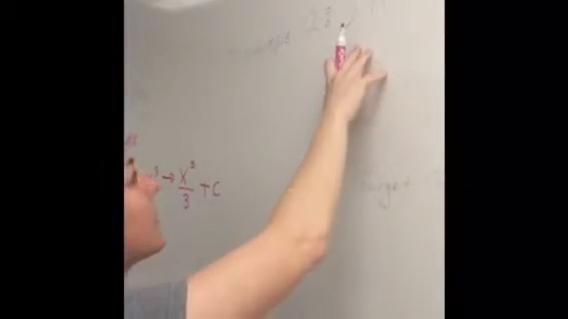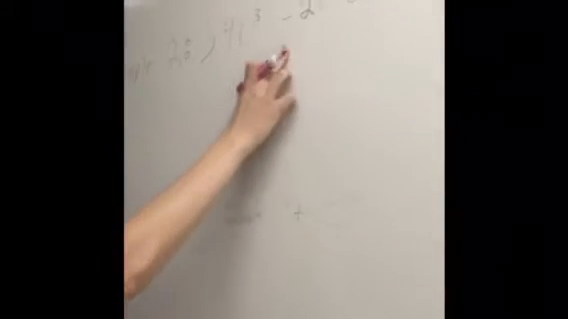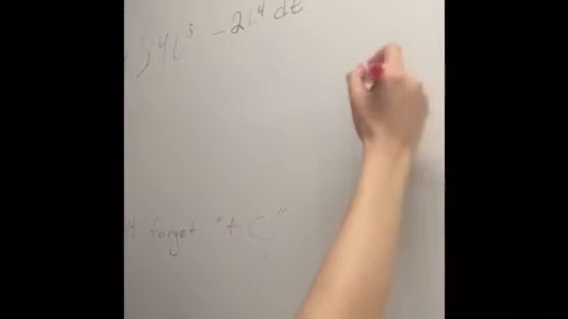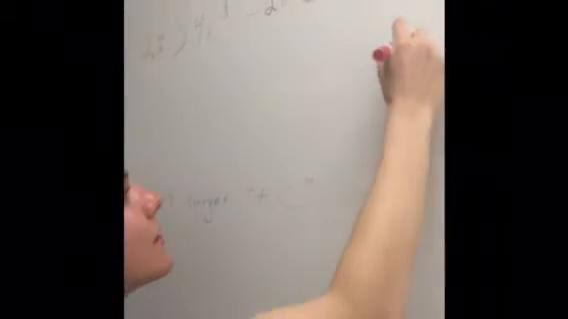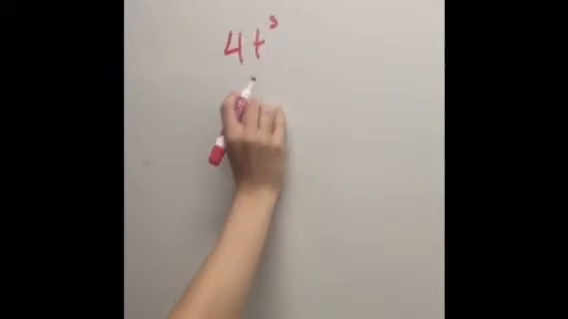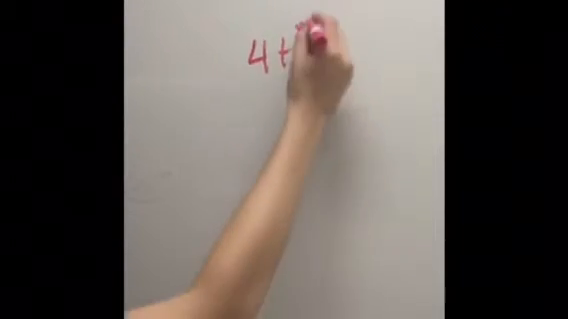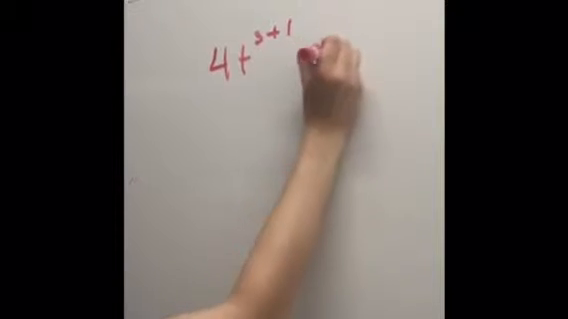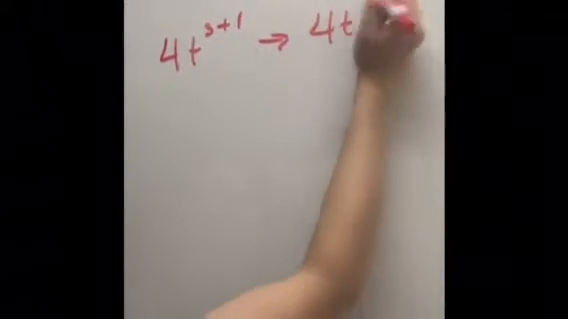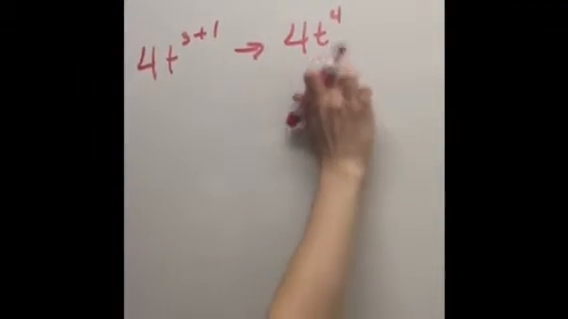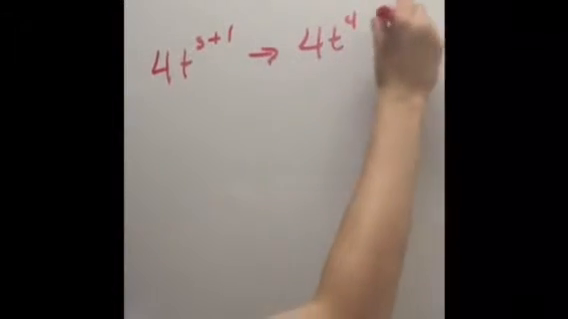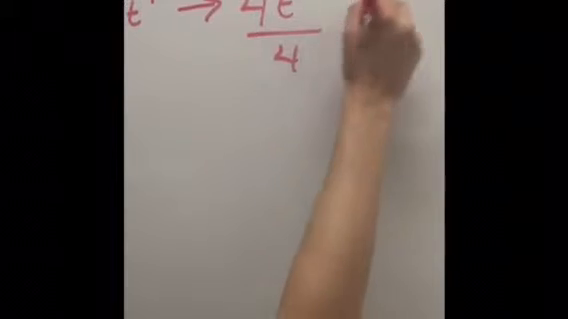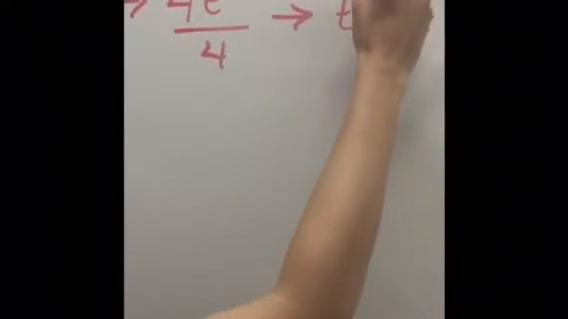Now we're going to take the integral of 4t to the third minus 2t to the fourth dt. So what we can do is 4t to the third. We're going to start with this chunk first. So you add plus 1 to the power, and then that will get you 4t to the fourth, and then you divide it by the new power, 4t to the fourth over 4, and that simplifies to t to the fourth.